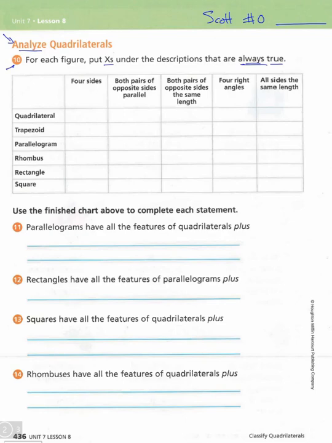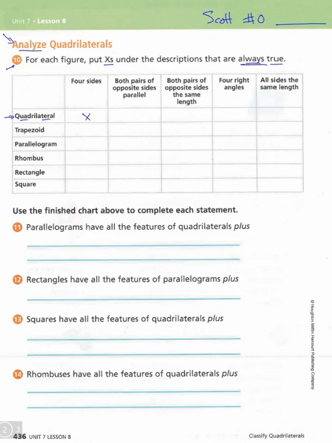So, for example, a quadrilateral, let's just go one at a time here, and we'll go straight across. Does a quadrilateral have 4 sides? Well, that's literally what it means, right? Quad, 4 sides. So, yes, definitely that. Quadrilateral, both pairs of opposite sides are parallel. Well, that's not always true. It could be, but it's not always, right? A quadrilateral is simply any figure that has 4 sides.